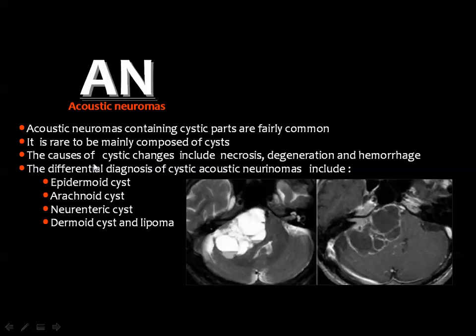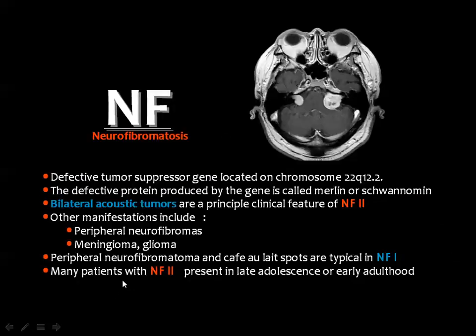Of course, the main differential diagnostic possibilities of acoustic neuroma will be the epidermoid cyst at the cerebellopontine angle, also the arachnoid cyst and the neuroenteric cyst, if the lesion is cystic like this one, if it contains a major cystic component. Bilateral acoustic neuroma is diagnostic of neurofibromatosis type 2, and you can see also in association with neurofibromatosis type 2 the peripheral neurofibromas, multiple meningiomas, and gliomas.